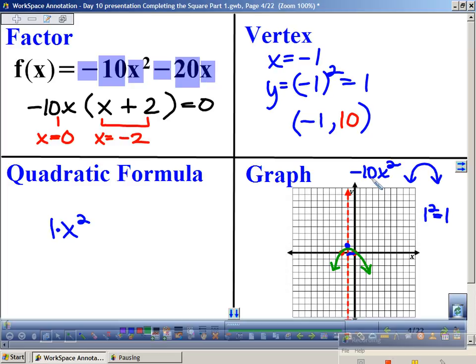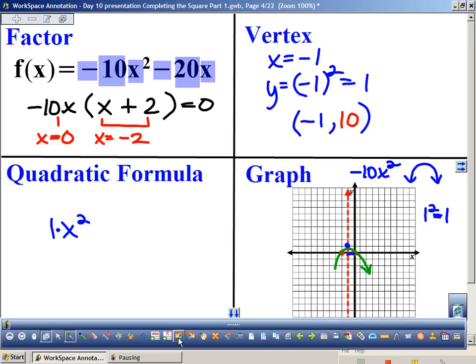Coefficient, I always remember coefficient as co-captain. We're always talking about x squared. So who's x squared's co-captain? -10's his buddy, right? He's attached to him. Okay? Coefficient's the one in front of the variable. Okay, all right, let's finish this off.